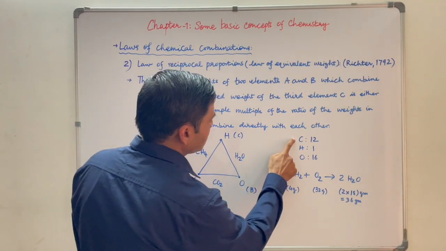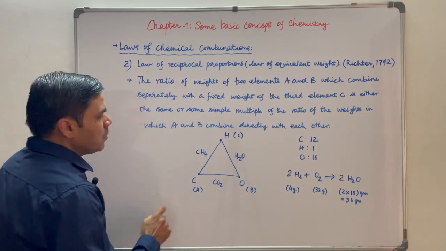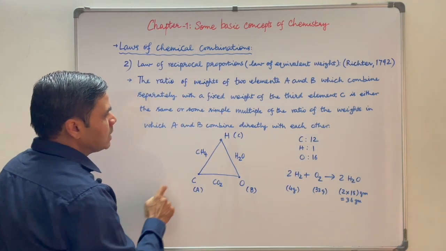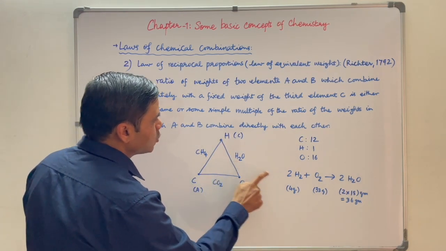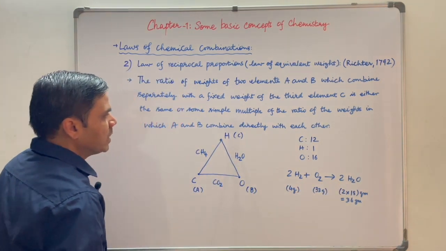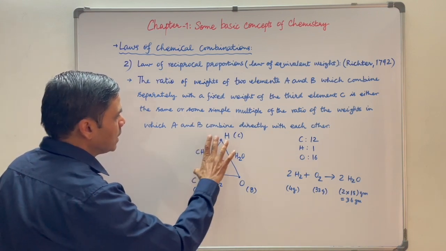Atomic mass of carbon is 12, hydrogen is 1 and oxygen is 16. When carbon and hydrogen combine, they make CH4. When oxygen and hydrogen combine, they make H2O as per this reaction. So let us calculate the ratio of their masses when they combine.